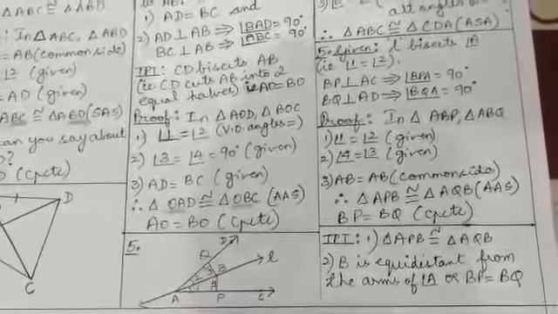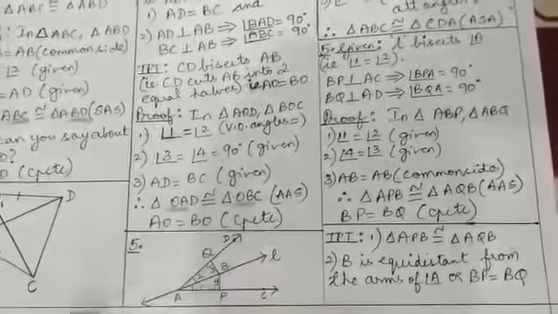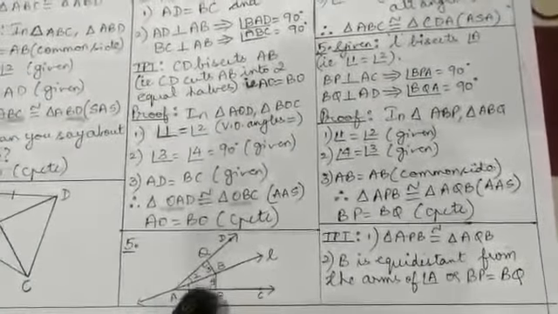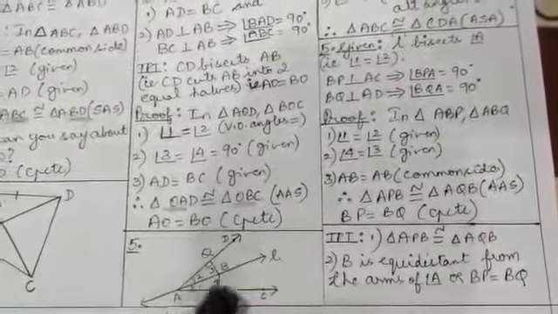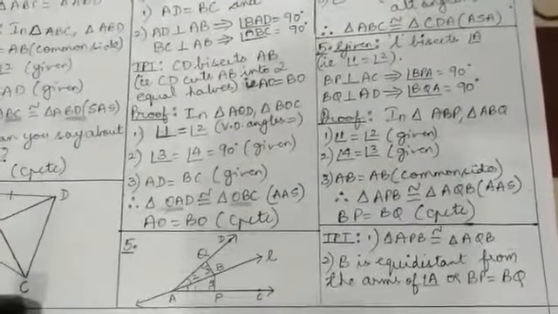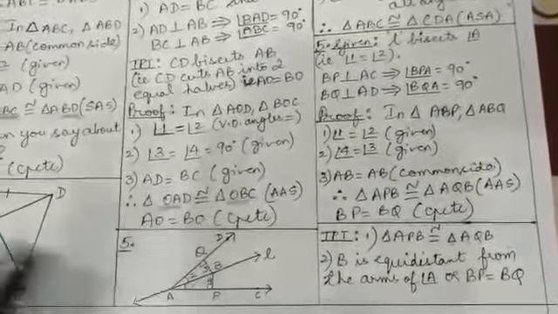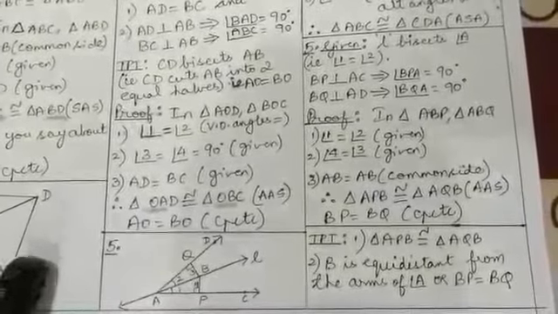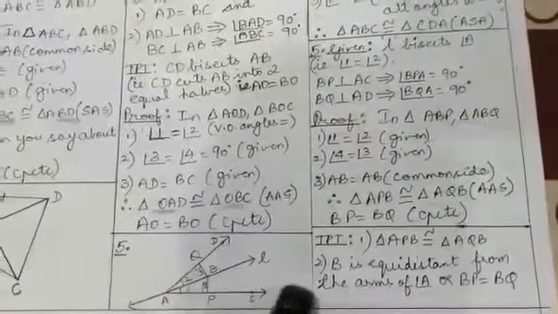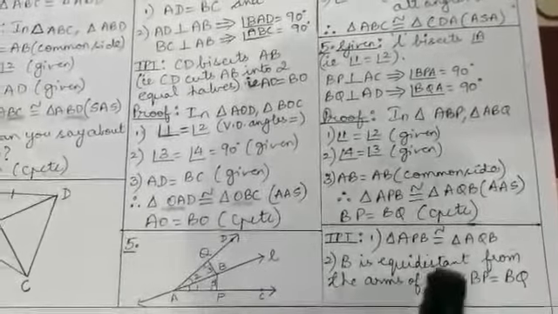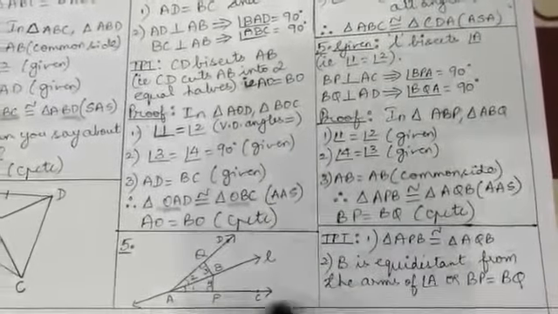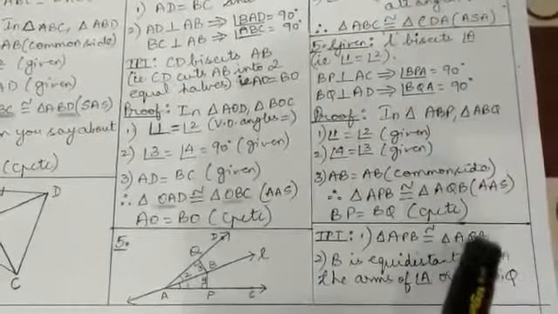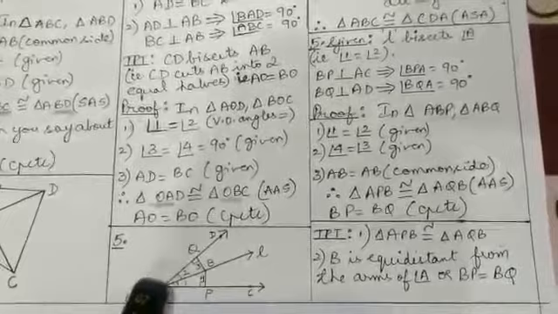But what is true? Can you see the angles marked 3 and 4? Angle 3 is 90 degrees. Angle 4 is also 90 degrees. Because BP and BQ are perpendicular to the arms of the angle. So angle 3 is 90, angle 4 is also 90, which means angle 3 is equal to angle 4. So now this is the information provided to us in the question. Using this information, we need to show that triangle APB is congruent to triangle AQB.